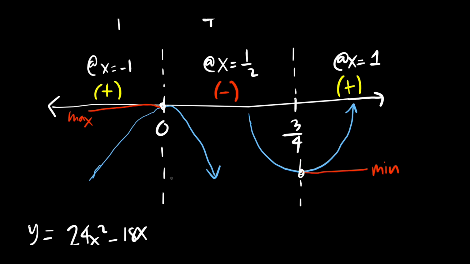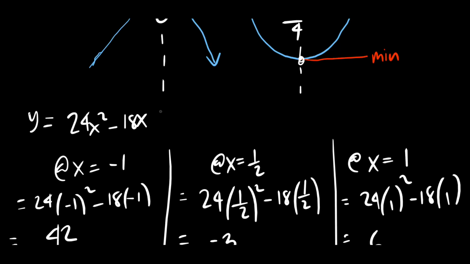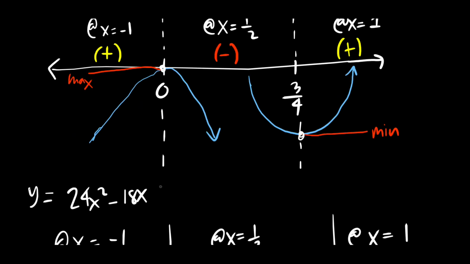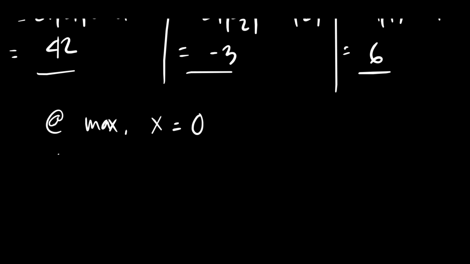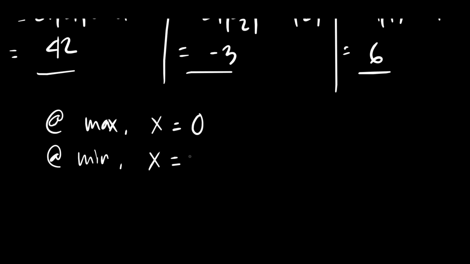So at the maximum, x equals 0, and at the minimum, x equals 3/4. So this is now our final answer.